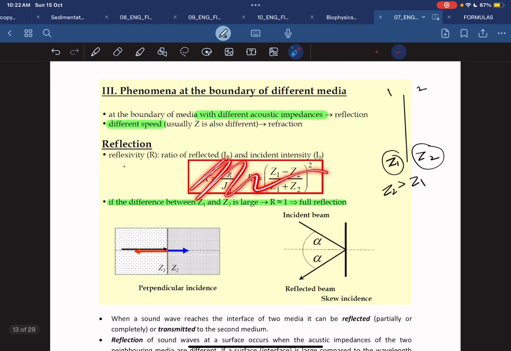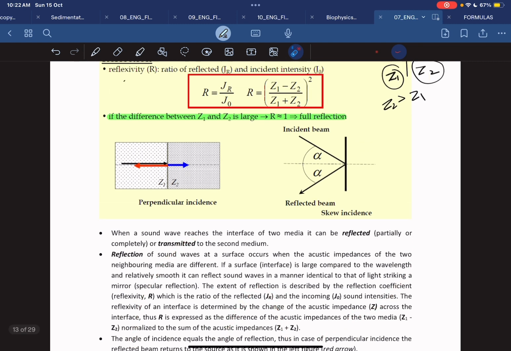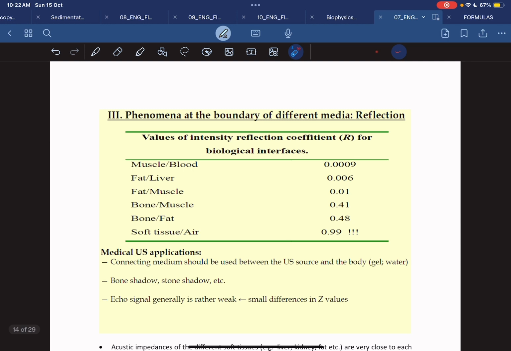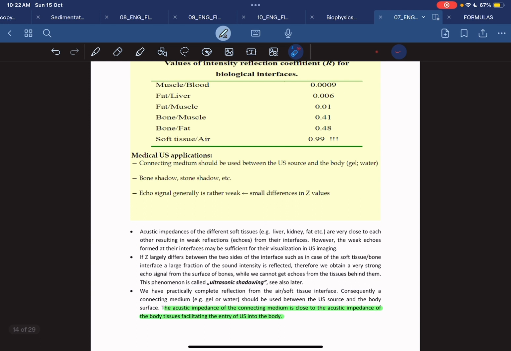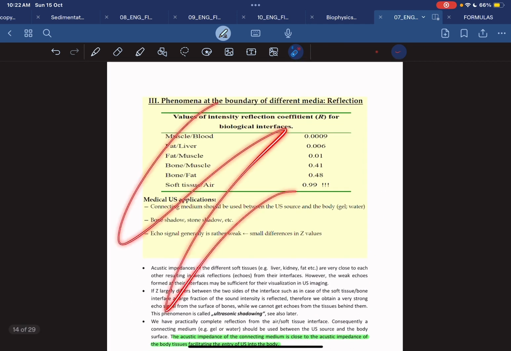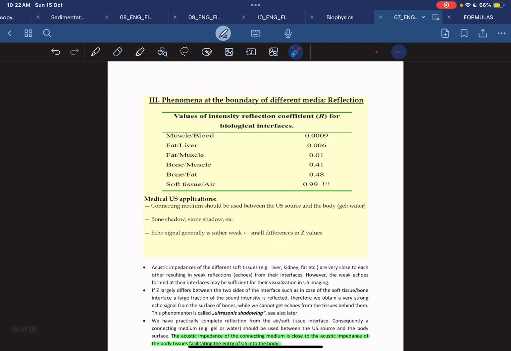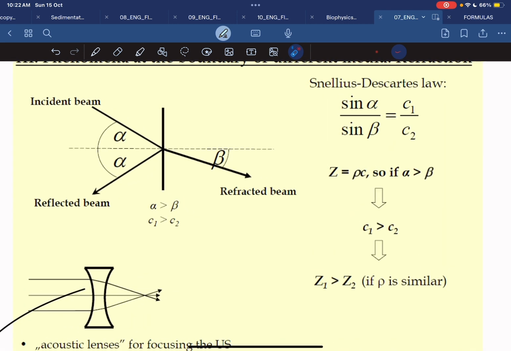This formula there's no need to learn. There's nothing much to learn over here. This is basically the concept that I explained to you. Over here it says the acoustic impedance of the connecting medium is close to the acoustic impedance of this. Guys, this is very simple, theory based. After my lecture, please go through the lecture booklet so that it's easier for you to understand and retain the information.